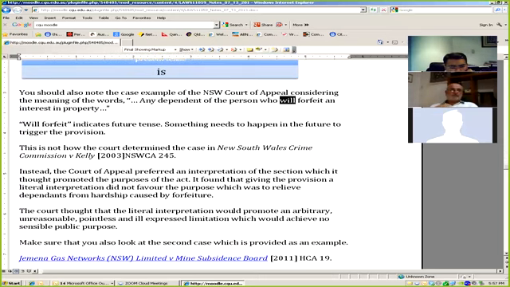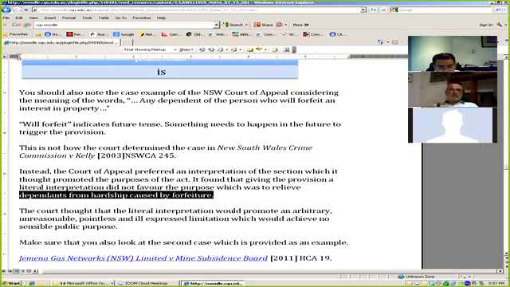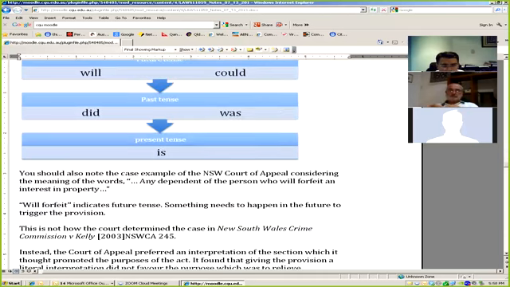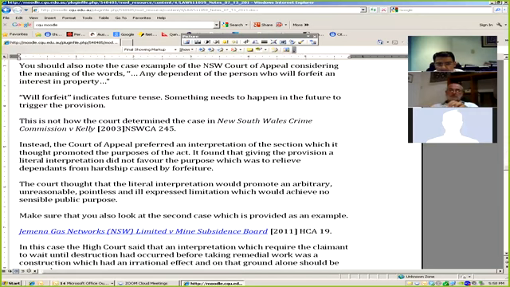Although, in the alternative, the Court of Appeal preferred an interpretation of the section which it thought promoted the purposes of the act. It found that giving the provision a literal interpretation did not favour the purpose, which was to relieve dependents from hardship caused by forfeiture. So what they were saying was, look, the purpose of the act was for it to impact upon people who had already, in the past, already suffered these or had these set of circumstances applied to them.